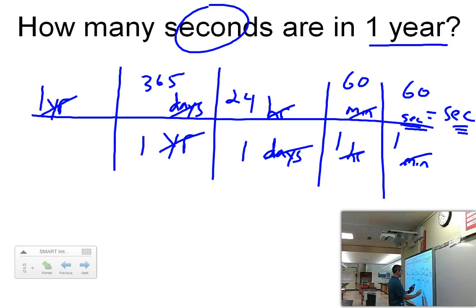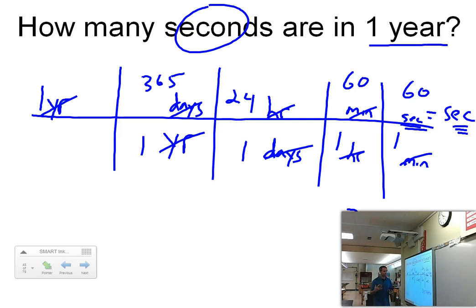So how many seconds is that? I'll write it down here. 31,536,000 seconds. Now just for fun, let's go ahead and put this number into scientific notation.